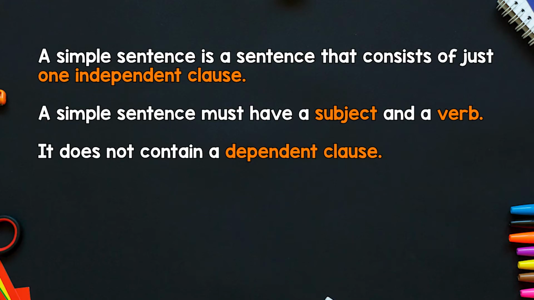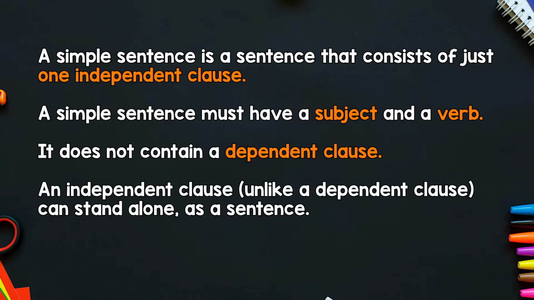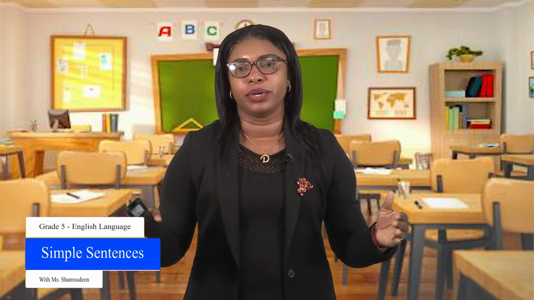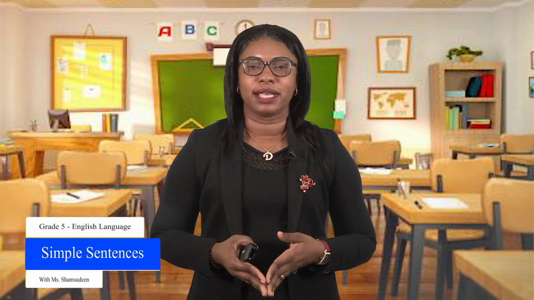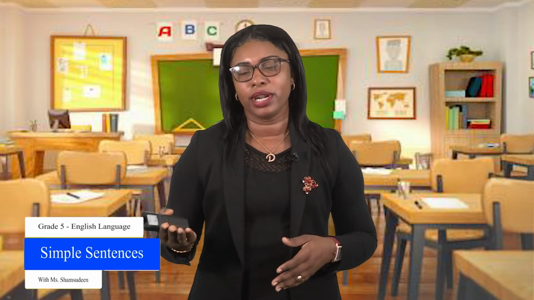Now, sentences do not have to contain a dependent clause. An independent clause, however, it must contain, and that is a clause that can stand by itself, meaning that by itself, this set of words will have meaning. Now, let's look at the breakdown of a simple sentence. Remember, I said a sentence is made up of practically two parts, a subject and a predicate.